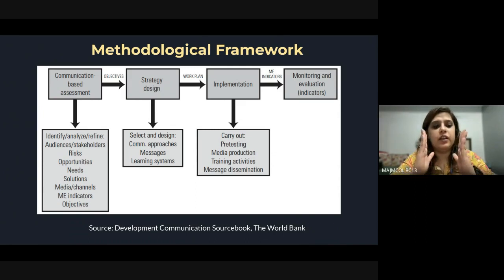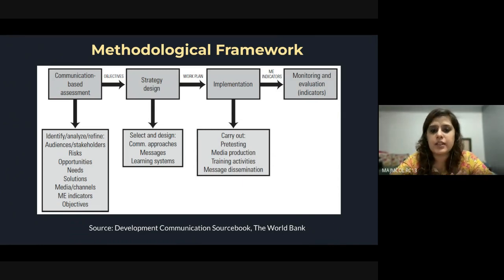After we are done defining the communication channels and the strategies that each and every marginalized group or each and every stakeholder needs to take into consideration, we get into the designing mode. We select first what kind of approaches we need to take forward, then the kind of messages we need to disseminate, then the kind of learning systems that we might have. A woman might have a different learning style as compared to, say, a well-versed, well-educated youth, as compared to an older individual who's not literate. So we need to design what kind of strategy and approaches we need to take.